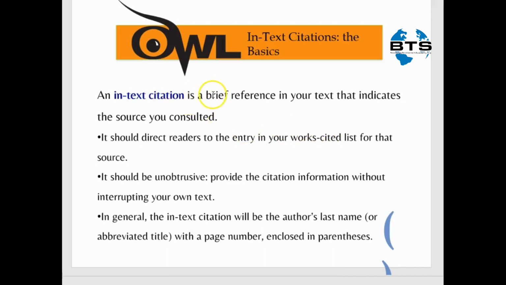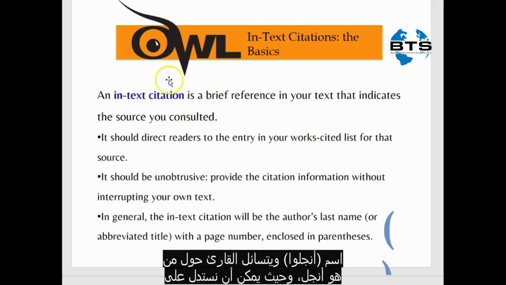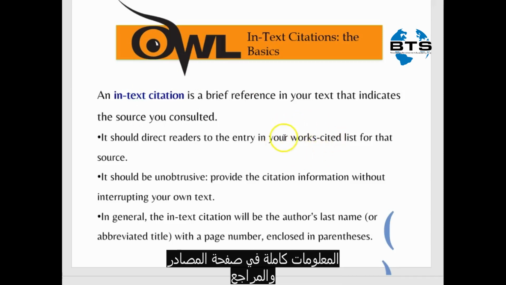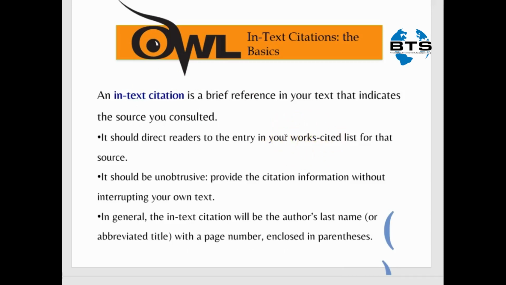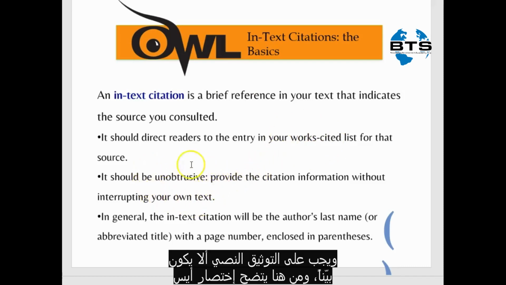Oh, Angelou 264, well, who's Angelou? If they go from the in-text citation to the works cited page, they'll say, oh, it's Maya Angelou, and this actually came from I Know Why the Caged Bird Sings. Good? Here it should be unobtrusive. It should flow really well.